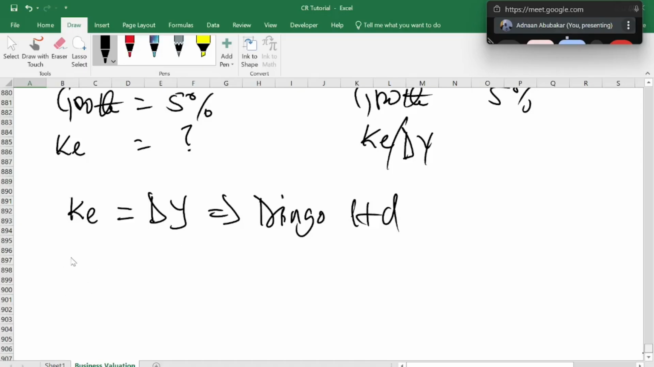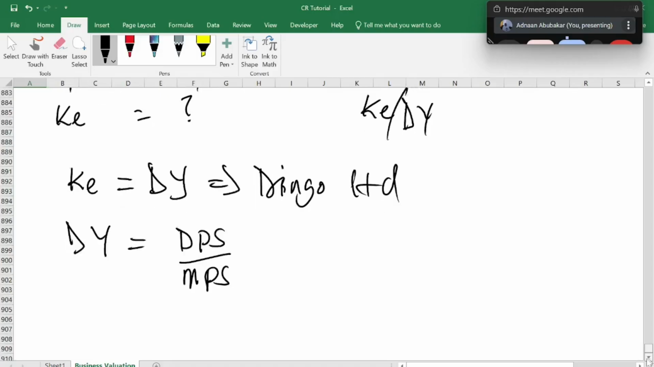So here, let us find the dividend yield of Dingo Limited. What is the formula? Dividend per share divided by the market price per share. You understand?